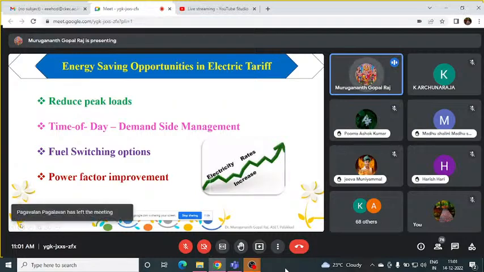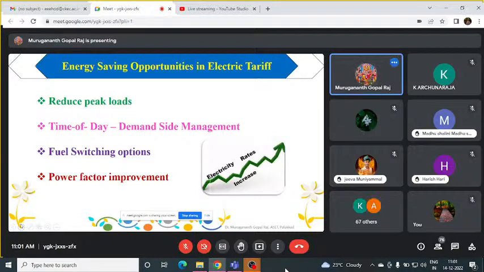Then fuel switching options. Suppose we have a bathroom attached with an olden days fuel option, like firewood or anything like that. Instead of firewood, we can use briquettes. Briquettes are available, which can be used as a fuel option.